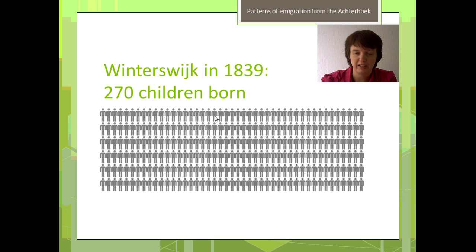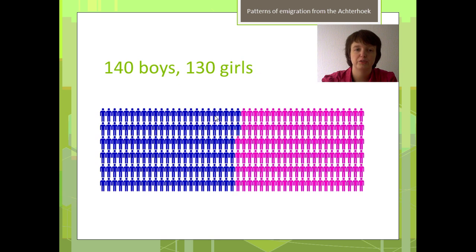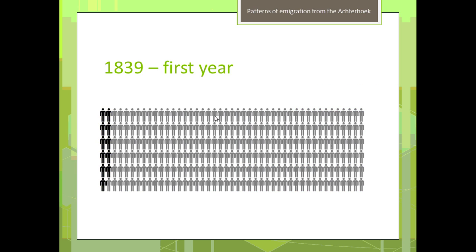So to give you an idea of how many people this is, I've created this infographic where each figure shows one person. There were 140 boys and 130 girls. And what I'm now going to do is show you what happened to them as the years went by. So in 1839, the year they were born, 11 of the children died already. So they died either within a couple of days or a couple of months from being born. I'm going to switch to the next year and the next year and the next year.